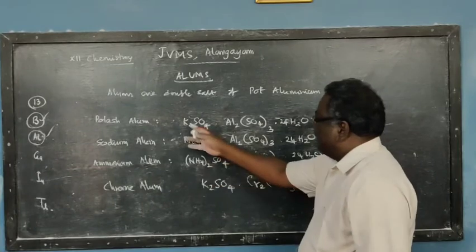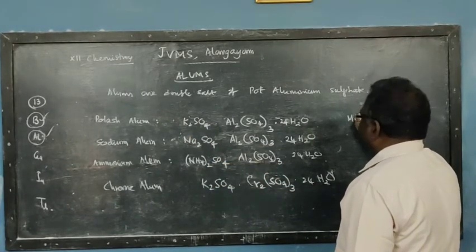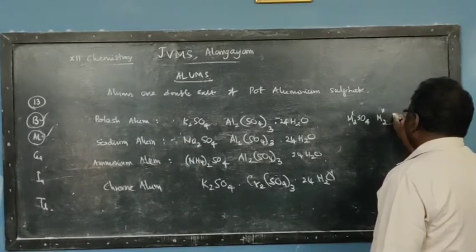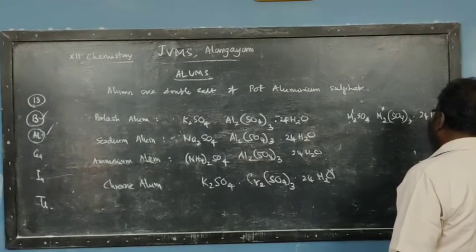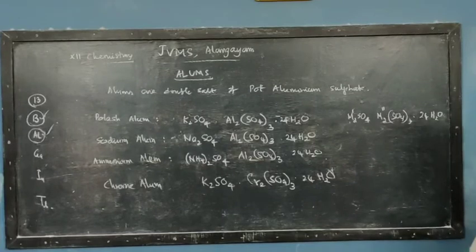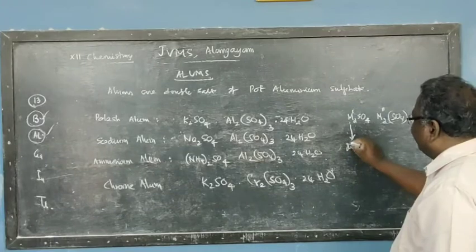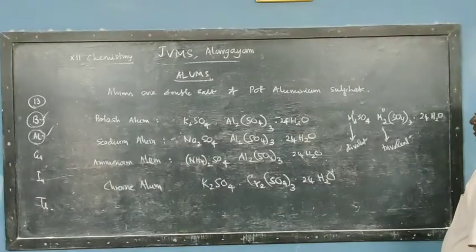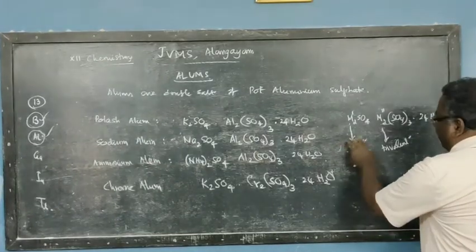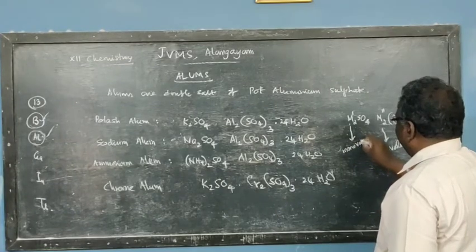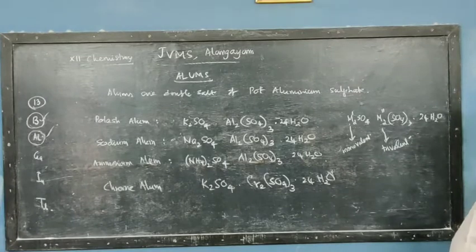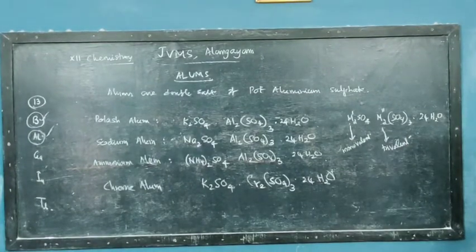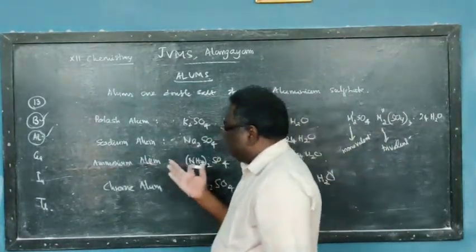So in all these salts we have one metal and another metal here. So this is M2 SO4, M'2 (SO4)3 with 24 water molecules. This may be the common formula that is taken here. Here the first metal is monovalent, its valency is 1 only, and the other is trivalent, valency 3. Taking such metals, the alums are made. So you should know the formula for potassium alum, sodium alum, ammonium alum, and chrome alum.